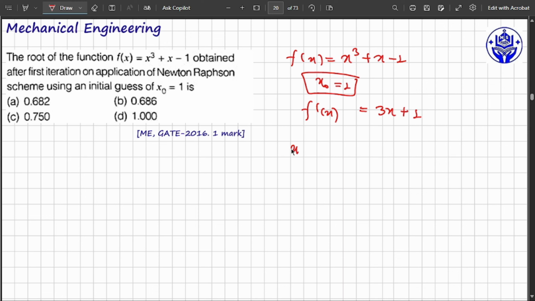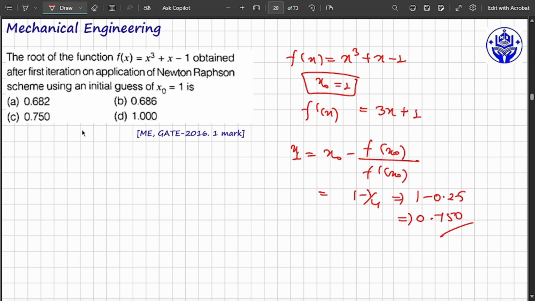Easily, we can find x1 is equals to x0 minus f of x0 upon f dash of x0. It is nothing but 1 minus 1 by 4. 1 minus 0.25 is 0.750. So 0.750 will be the answer. We'll have to put all these data in these functions.